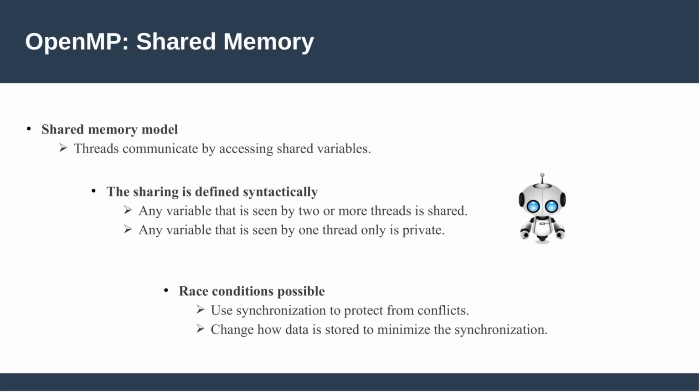OpenMP utilizes a shared memory model where threads communicate by accessing shared variables. Variables seen by multiple threads are shared, while those seen by one thread are private. This model can lead to race conditions, necessitating synchronization to prevent conflicts. Adjusting data storage can help minimize synchronization needs, enhancing efficiency.